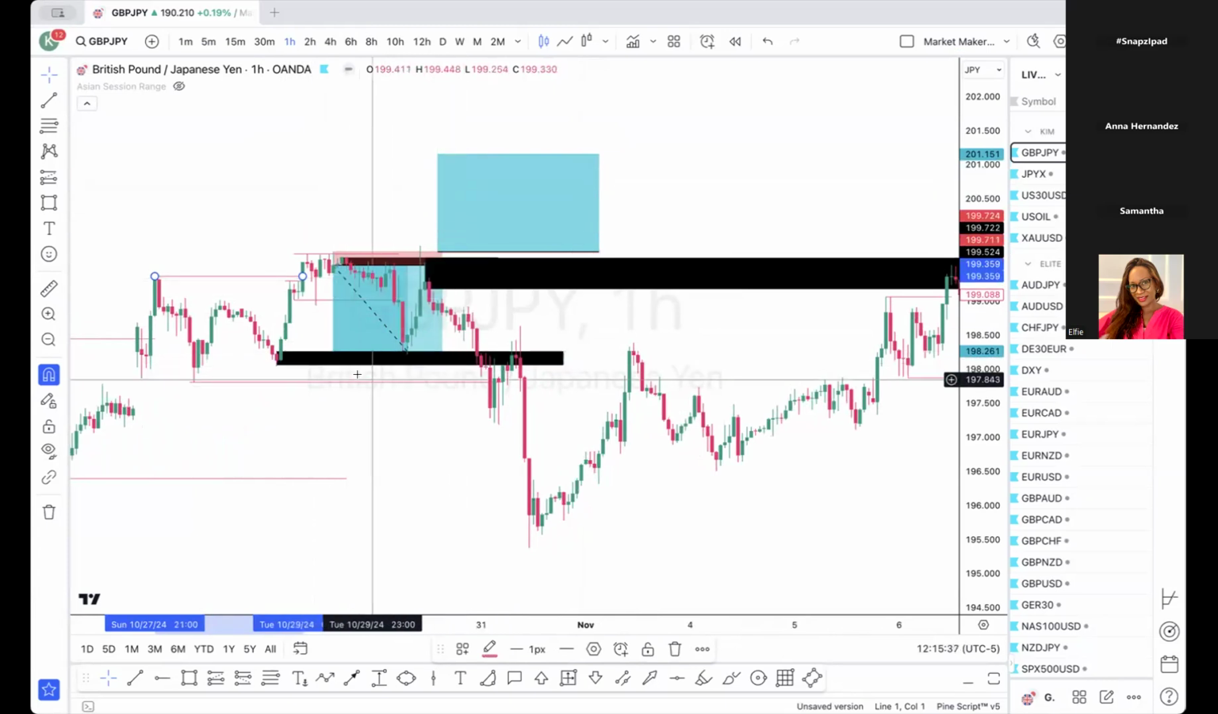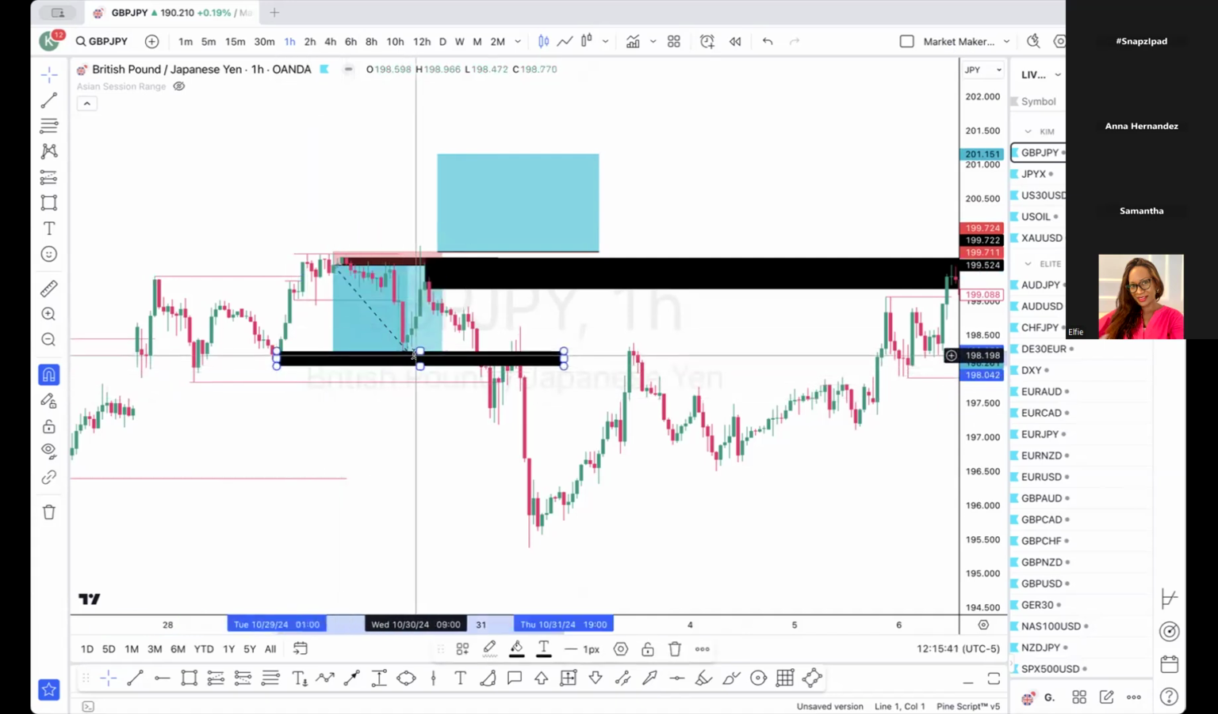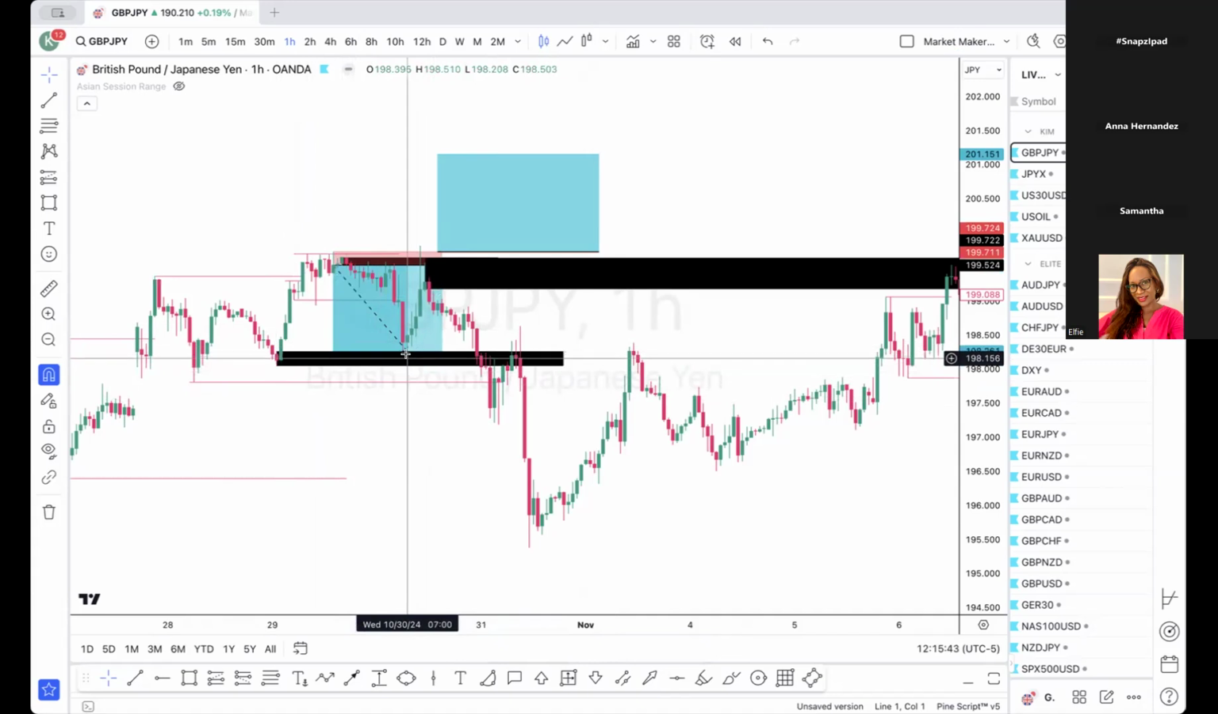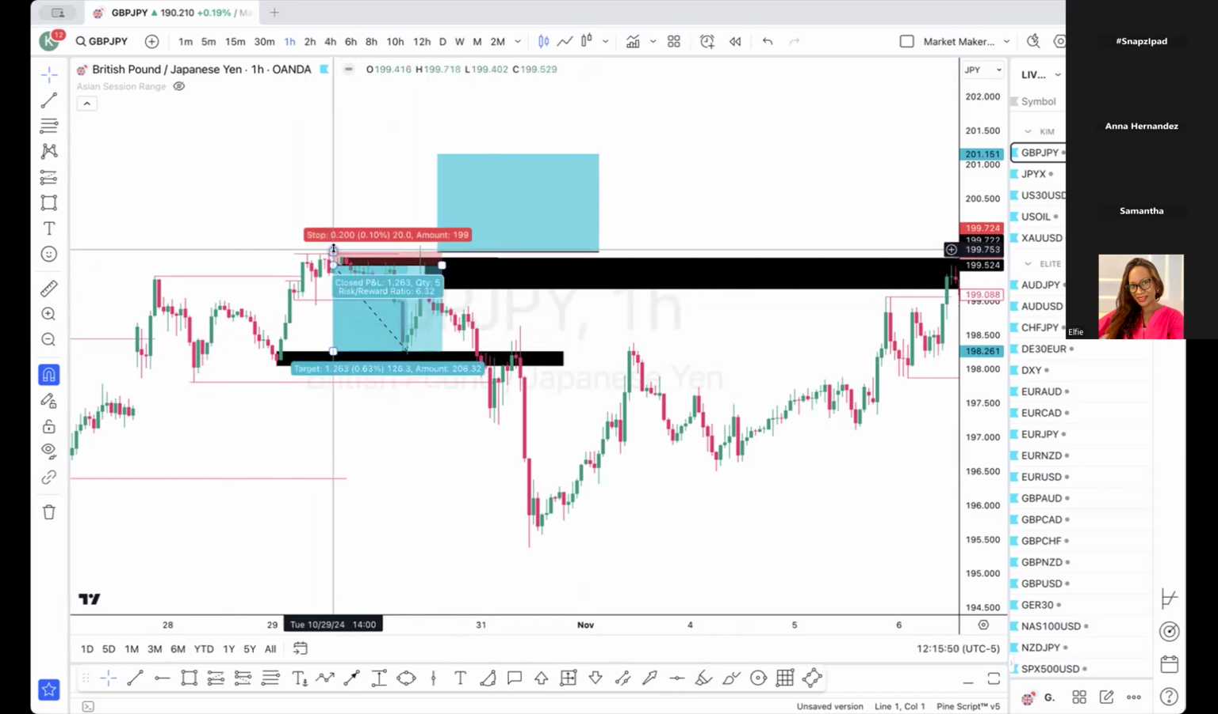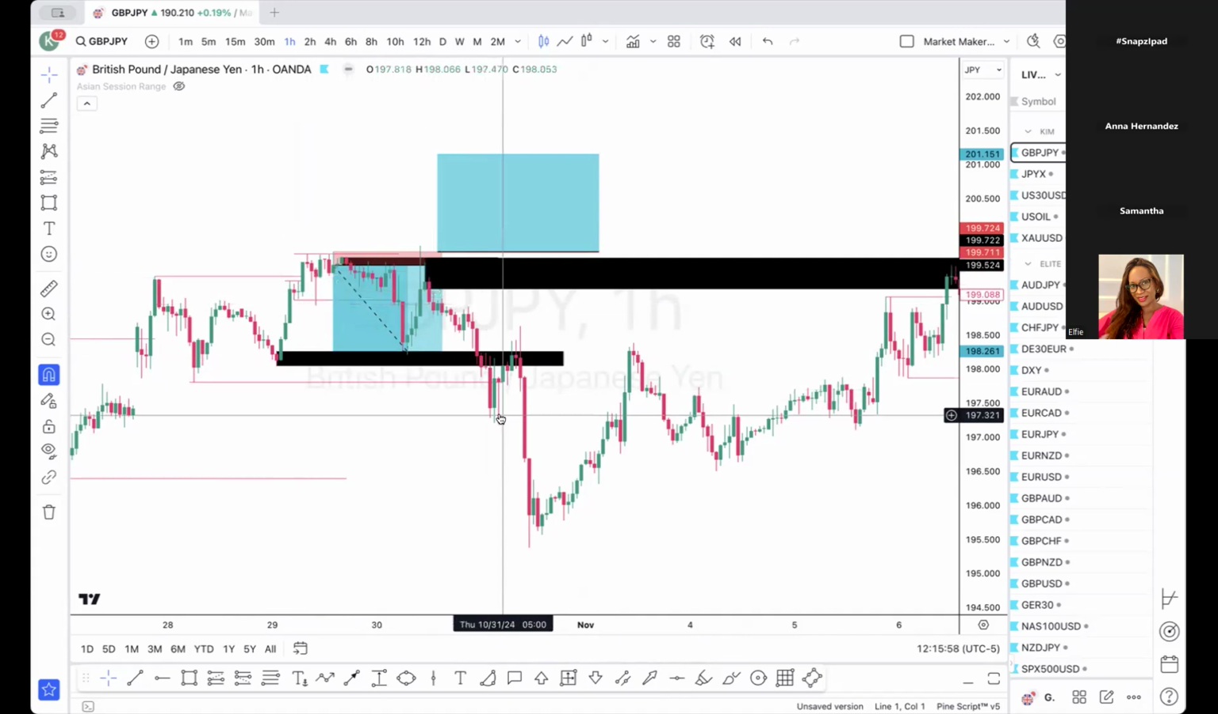And it did exactly that, right? It pulled back into this zone, wicked into this demand zone, and pushed back up to these highs. It did exactly that. And then it started to sell.